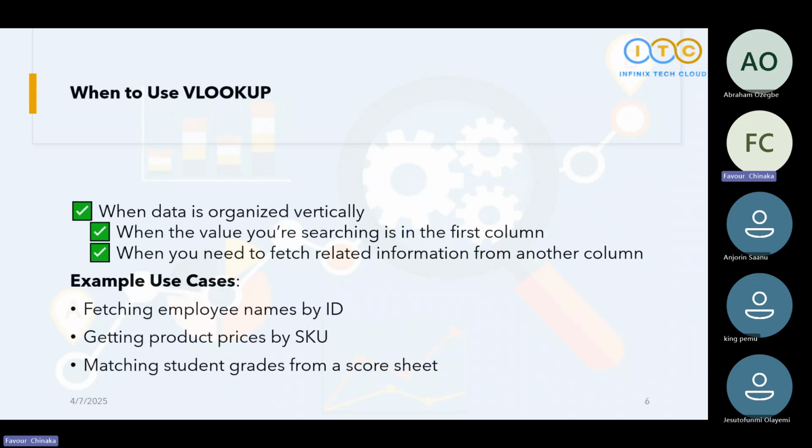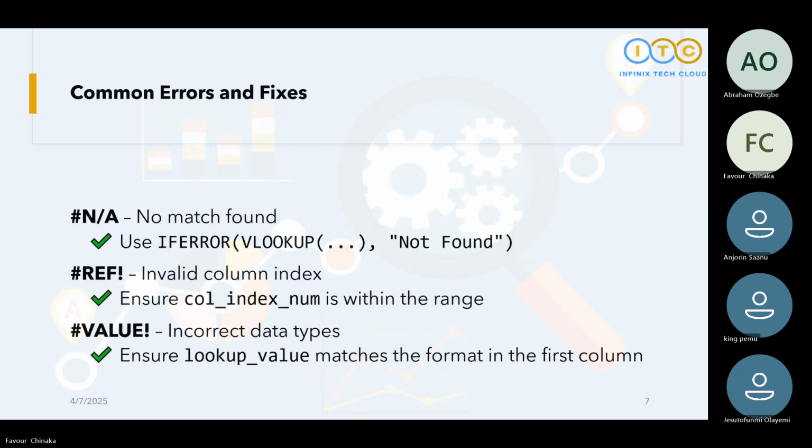When data is organized vertically, you can use VLOOKUP. But if the data you're looking for is organized horizontally, what you're going to use is HLOOKUP, which is horizontal lookup. When the value you're searching for is in the first column, you can use VLOOKUP. And when you need to fetch related information from another column, you can also use VLOOKUP. Then these are just little common errors you might see. If you see the error n/a, that means no match was found.